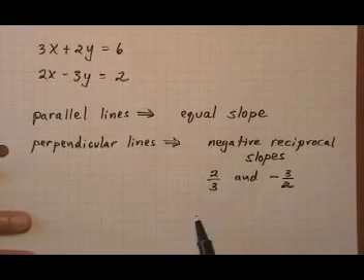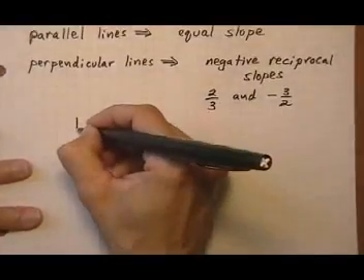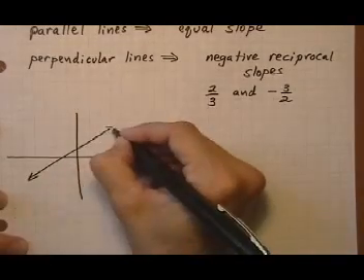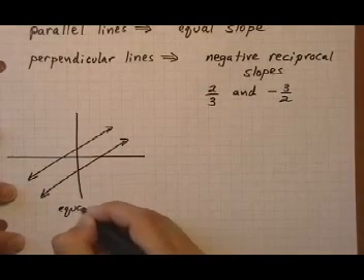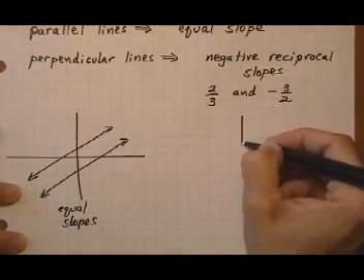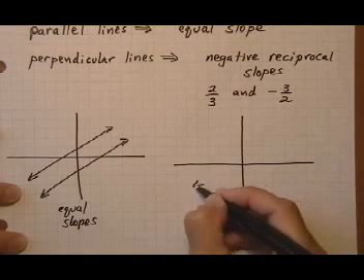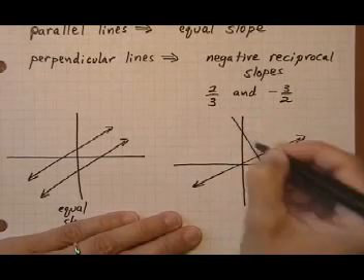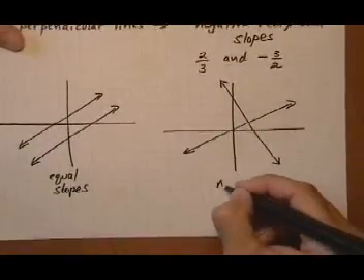And that idea kind of makes sense because if you think about parallel lines, let's make those right over here. If I had two parallel lines on a graph, they might go something like this. They have equal slopes. If I had two perpendicular lines, then they might go something like that, and then another one coming at a 90-degree angle, like that. Alright, so these would be negative reciprocal.